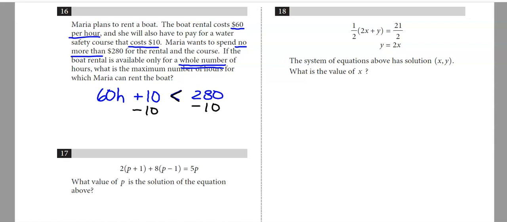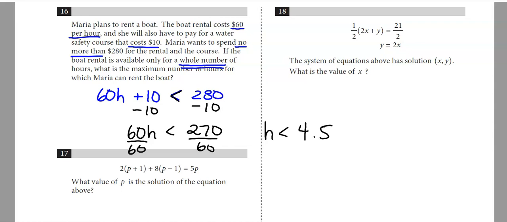So we take away 10 from both sides, and you get 60h has to be less than or equal to 270. Divide both sides by 60. It looks like h is going to be less than or equal to 4, since 60 goes into it 4 times, which would be 240, with 30 left over, and 30 over 60 is another half. So about 4.5 hours. But it said we had to have a whole number of hours, so you don't want to round up to 5. The first whole number less than 4.5 would be 4. So the answer to this question is 4 hours.